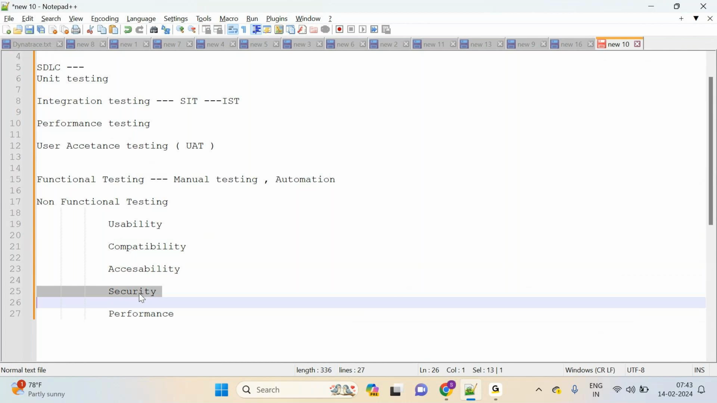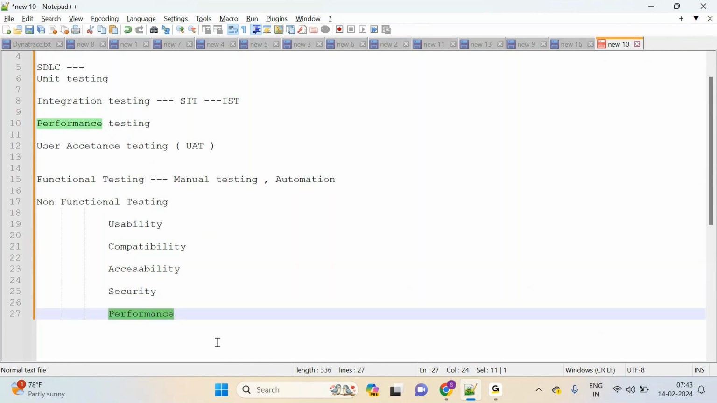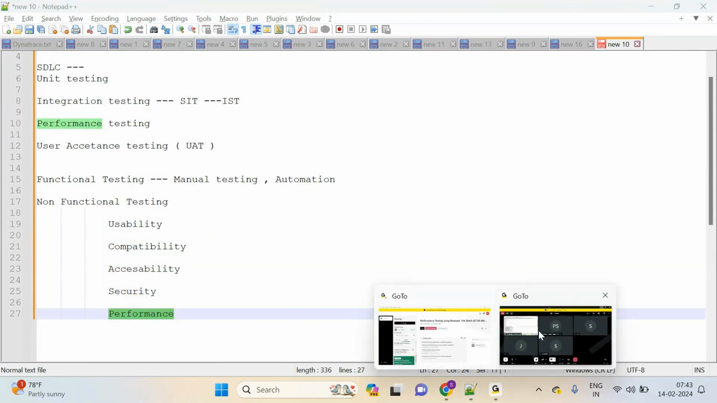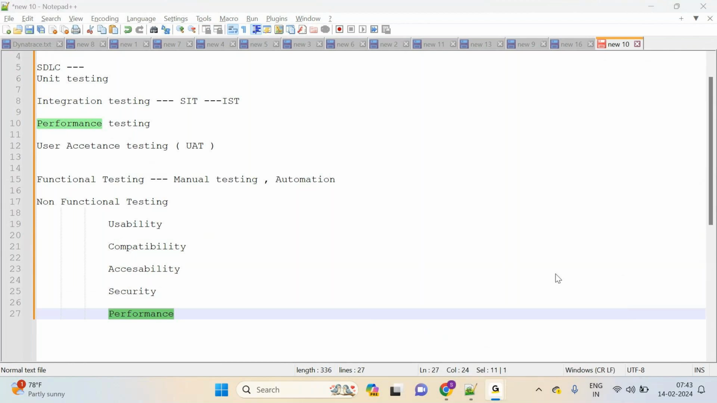And finally, our scope of testing, which is performance testing. So what is performance testing? Now we are actually coming to this point. What is performance testing?